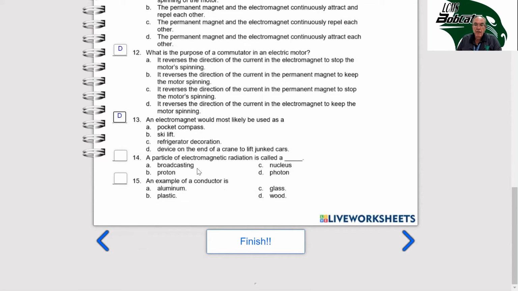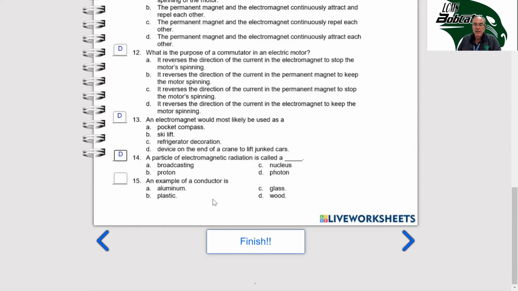A particle of electromagnetic radiation is not called broadcasting. Protons are in the nucleus of an atom. The nucleus of an atom has both protons and neutrons. Photon was that light particle that we said moves with electromagnetic radiation.